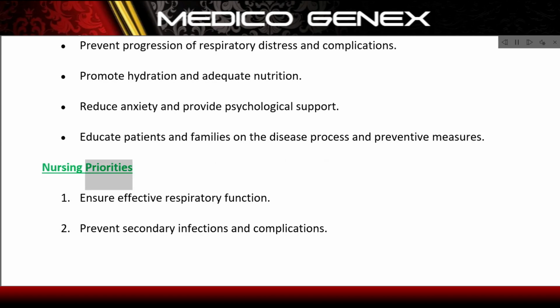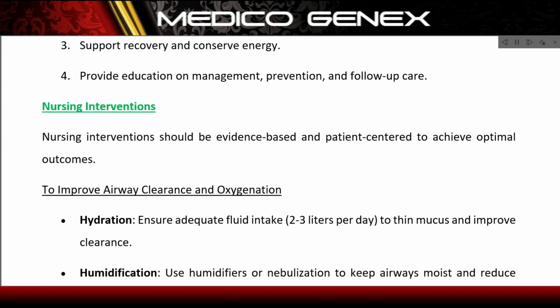Nursing priorities. Ensure effective respiratory function. Prevent secondary infections and complications. Support recovery and conserve energy. Provide education on management, prevention, and follow-up care. Nursing interventions. Nursing interventions should be evidence-based and patient-centered to achieve optimal outcomes. To improve airway clearance and oxygenation.